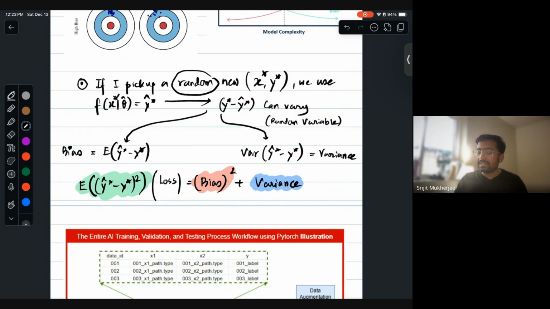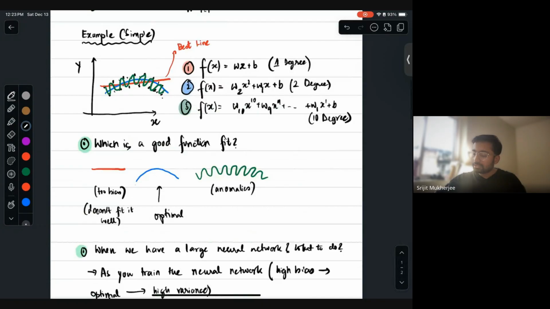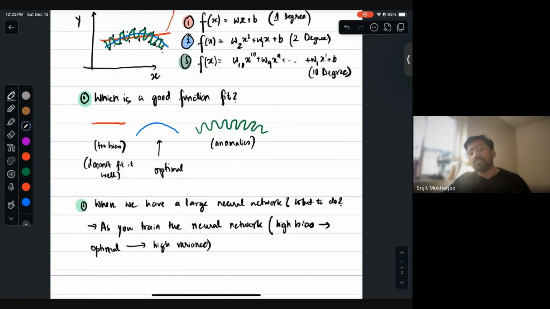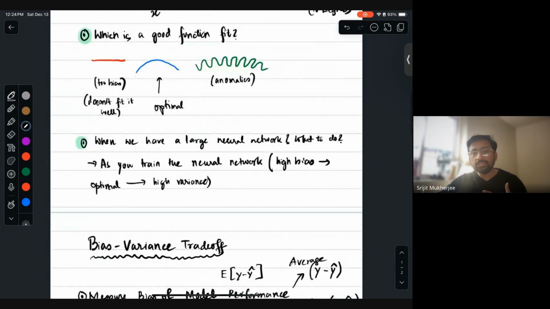Now, the beautiful part is if you increase the bias, as you can see, in this case it looks anomalous, but actually it's decreasing the bias. I mean, it is fitting all the points really well. Do you see the point? So here you can say high bias.